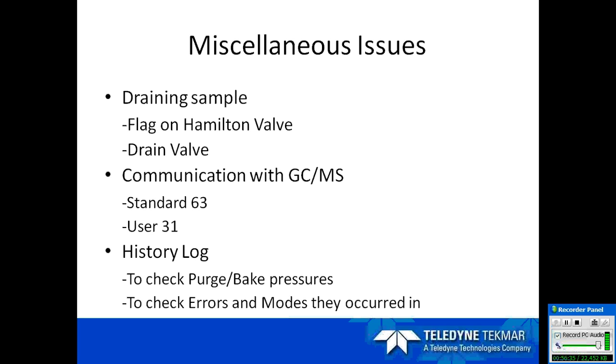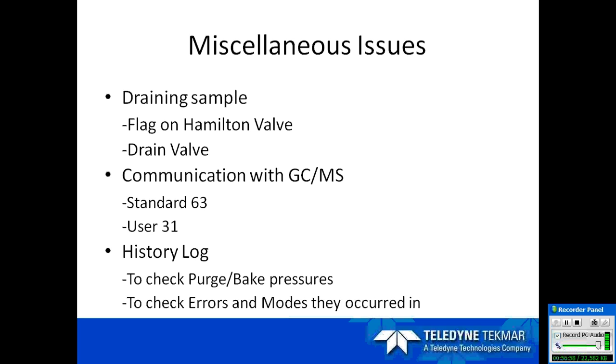Another thing is communication issues with the GC/MS. If you sit there and see your GC is ready and your purge and trap is desorb ready, but it's not desorbing, you might have it on the wrong communication loop. Is your system a standard 63 or is your system a user 31? These can be switched within the diagnostics tab in the software.